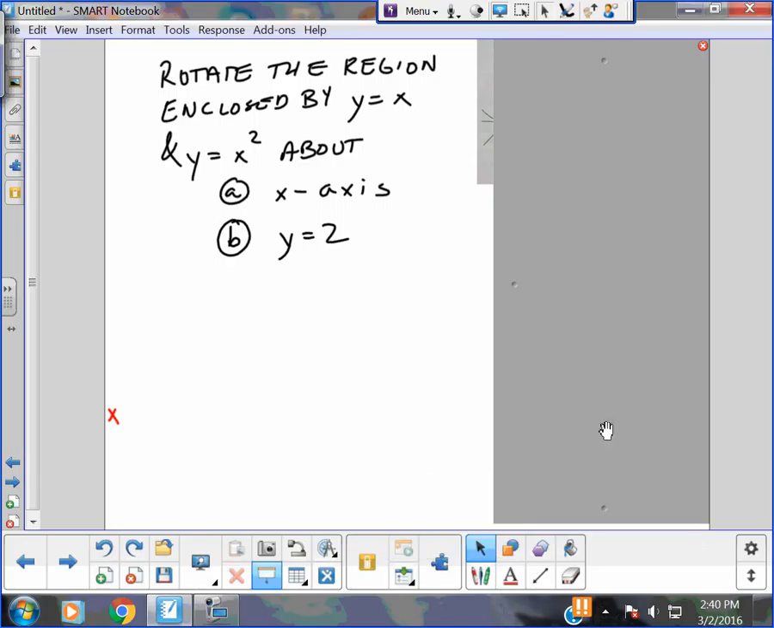So I want to find the region enclosed by y equals x and y equals x squared, rotate it about the x-axis as letter A. And then I want to go about a line y equals 2, and that's new for us. So we're going to start by reviewing how to rotate these curves about the x-axis.